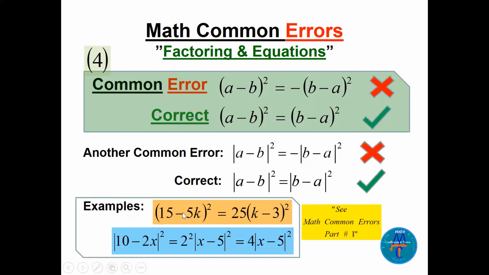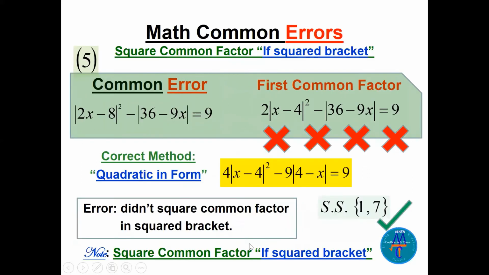Now, in this one here, we have 5 as a common factor, but we cannot write just 5 outside, because 5 is in the bracket with the square, so it becomes 5 squared, so 25. And then k minus 3 all squared. Same thing here, 10 minus 2x: there is a 2 common factor here, and then we have 5 minus x or x minus 5. The 2 will be squared, so that's 4 there. Okay, be careful.